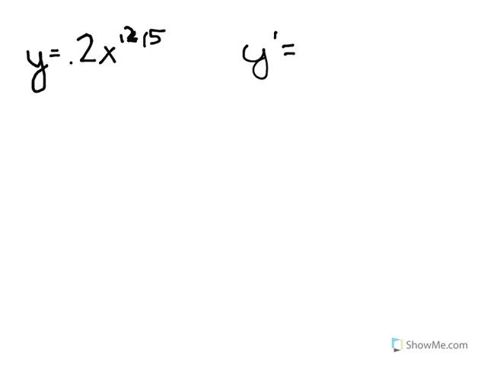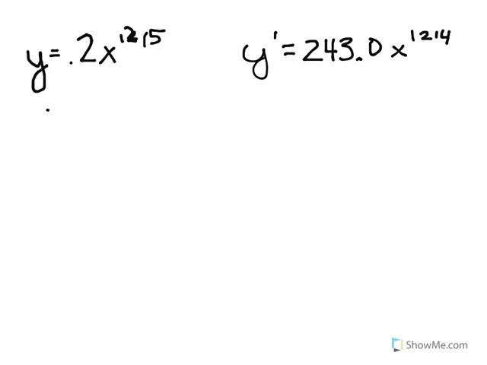So it's y prime equals, I need to do 0.2 times 1215, which is 2430, but a decimal point adds a decimal point on there, so 243x to the 1214.